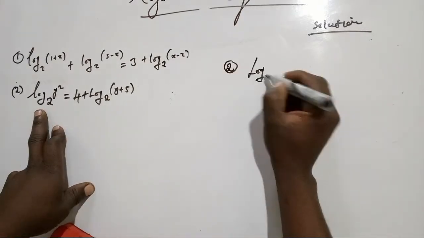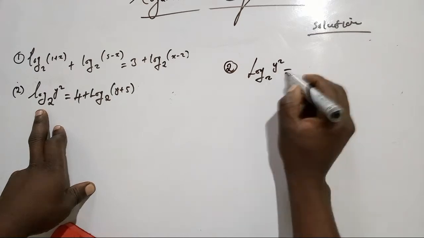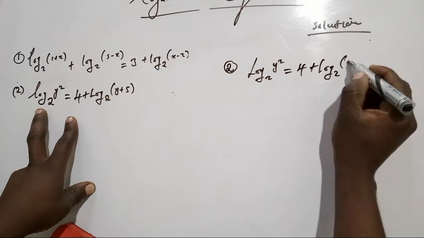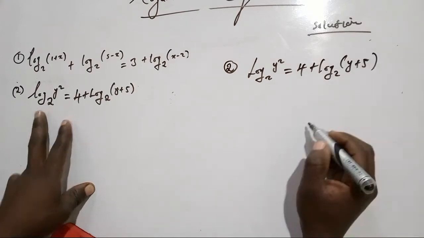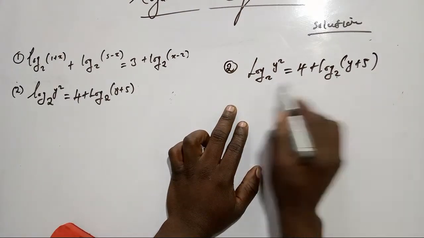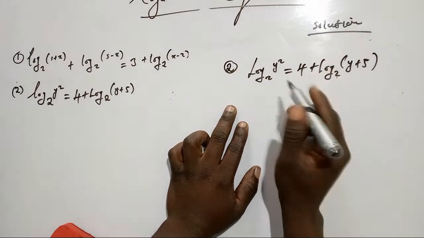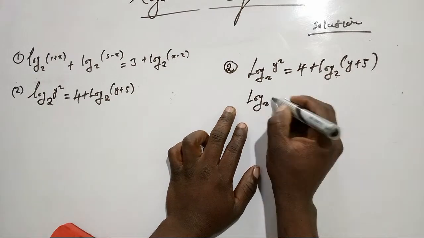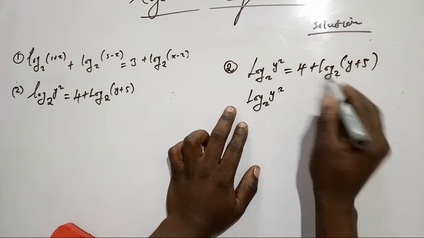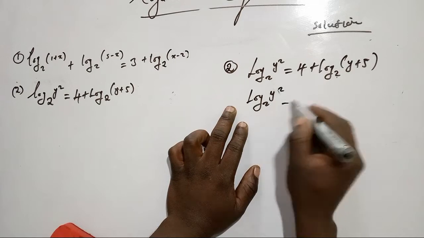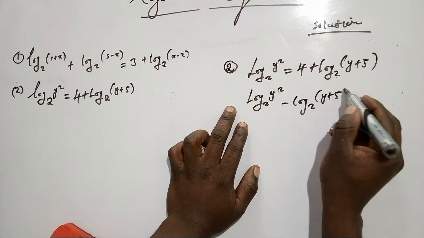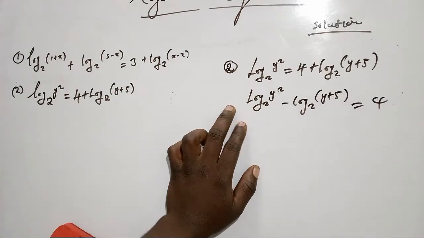We have log₂(y²) equals 4 plus log₂(y + 5), right? In which here we have log 2 and log 2. So we have to take this term to the left side. So we are going to say log₂(y²) minus log₂(y + 5), which should equal 4.